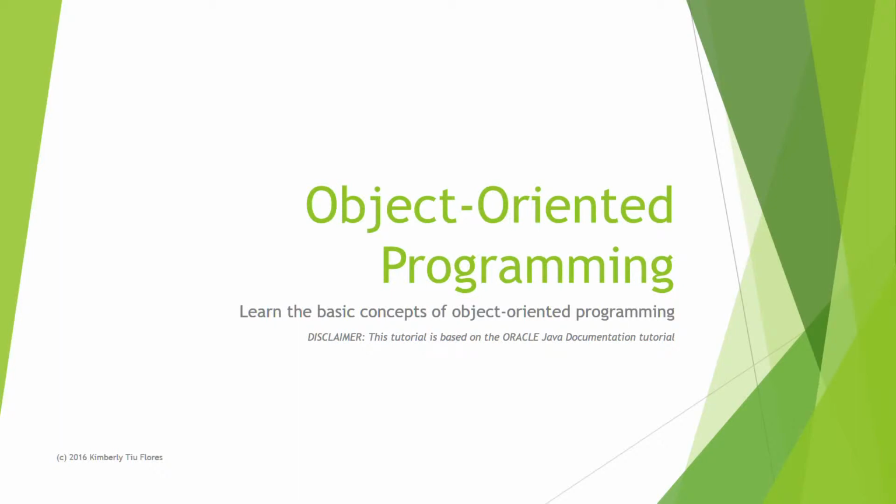Welcome to Chapter 2, An Introduction to Object-Oriented Programming. Today we are going to learn about the basic concepts of object-oriented programming. Java is known for its implementation of objects, classes, inheritance, interfaces, and packages.